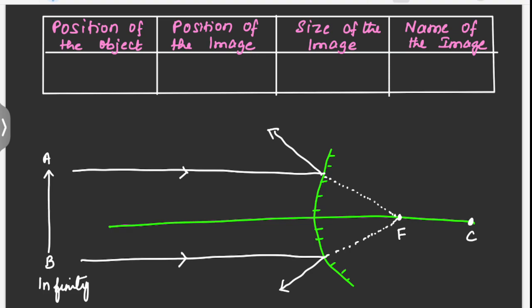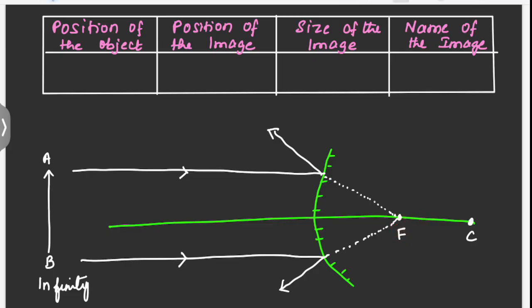So they are meeting at F. So now where is the image formed? The image is formed at F. So you can see it is pointed again. Very small image is formed. So highly diminished and point size image is formed at F. So now let us fill this table.